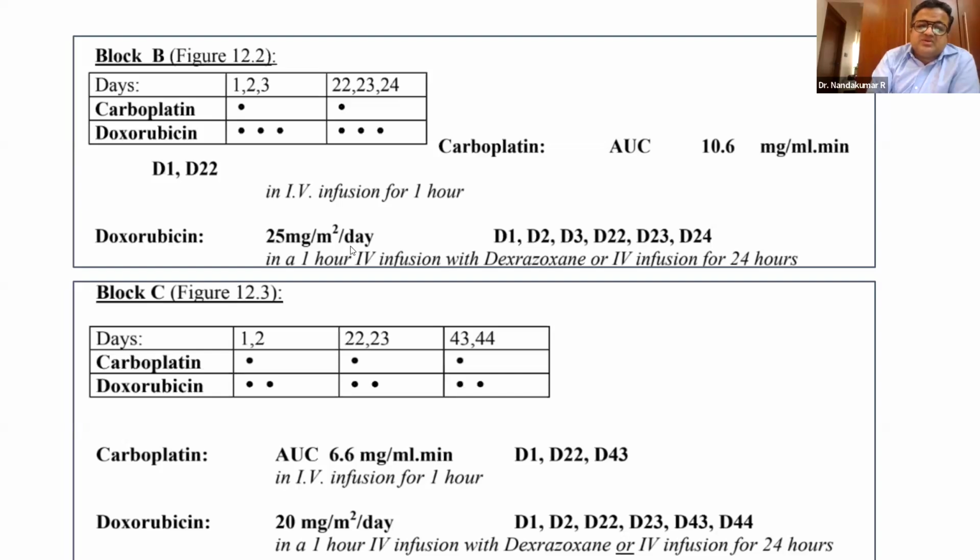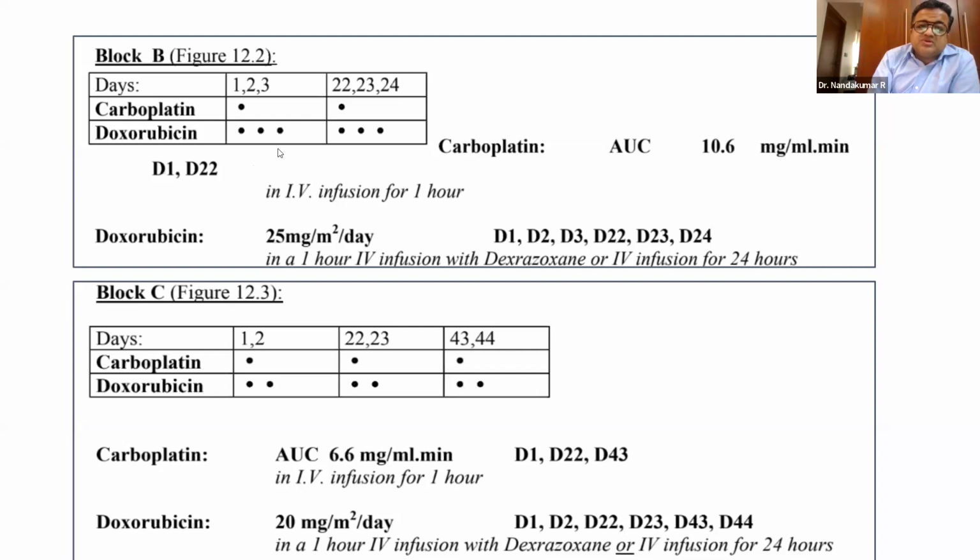Now, if the child did not achieve good surgical resection, then what do you do? You've already given 570 cisplatin. You go ahead with high doses of carboplatin. So carboplatin AUC of 10.6 is quite a high dose, which is 800 per meter square. So 800 and 800, you're giving 1.6 gram per meter square.